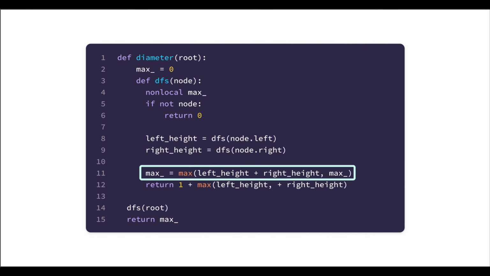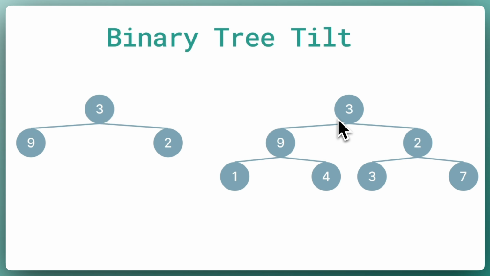Let's now look at another example of a question that uses this post-order traversal. So in this question, we're being asked to find the tilt of a binary tree. This question is rated as an easy on LeetCode, so it might be something you see in the earlier rounds of your interview, like during a phone screen, for example. But regardless, it's a great question for us to start applying the concepts we just learned about the post-order traversal.